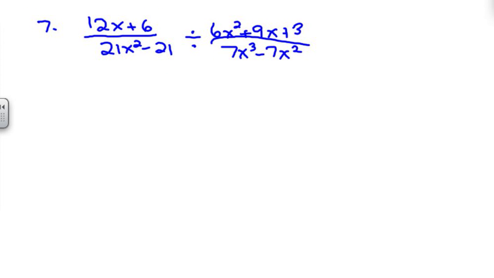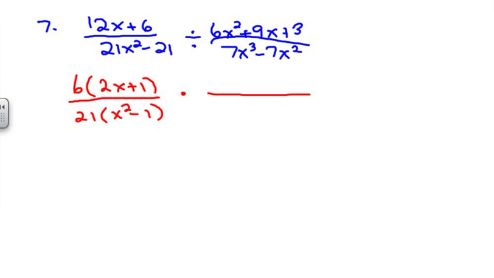Okay, our first division problem. The only difference between division and multiplication is that you factor, flip, and multiply. So factoring out a GCF of 6 gives you 2x plus 1. Factor a GCF of 21 gives you x squared minus 1. Change the division to multiplication and flip.